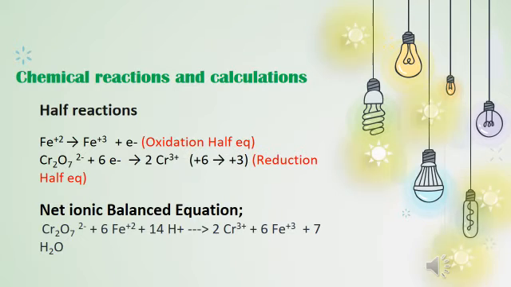In the oxidation half reaction, iron changes from ferrous to ferric with the loss of an electron, while in the reduction half reaction, the oxidation state of chromium is changed from +6 to +3 by the gain of electrons. The last one is the net ionic balanced equation, where iron is oxidized while chromium is reduced by the acceptance of electrons from the iron.